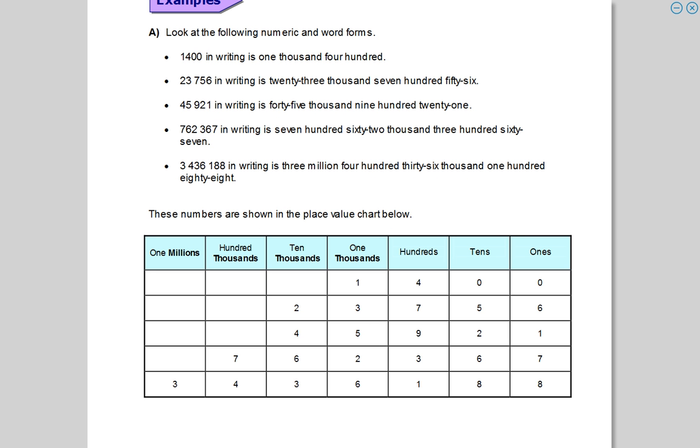So that's an example of the place value chart. The place value chart just tells you the digits. So if you've ever had trouble reading numbers, hopefully I can help you with this today. So it says look at the following numeric and word forms. We'll start with the first one. This is 1,400. Some people will just say fourteen hundred. So both are okay. And you can see that you have the place value chart like this. So the 1,400 goes there.